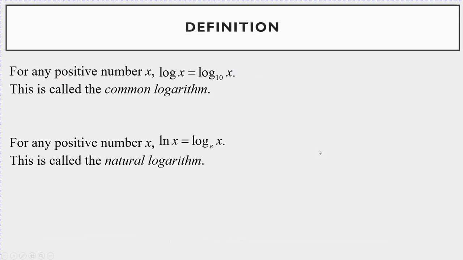So for any positive number x, if you have log of x, and there's no base here, notice how the base is missing, it's just written as log. This is actually log base 10, and this is called the common log.